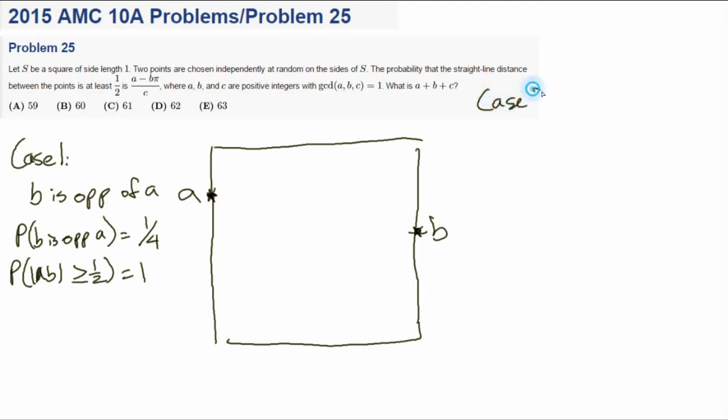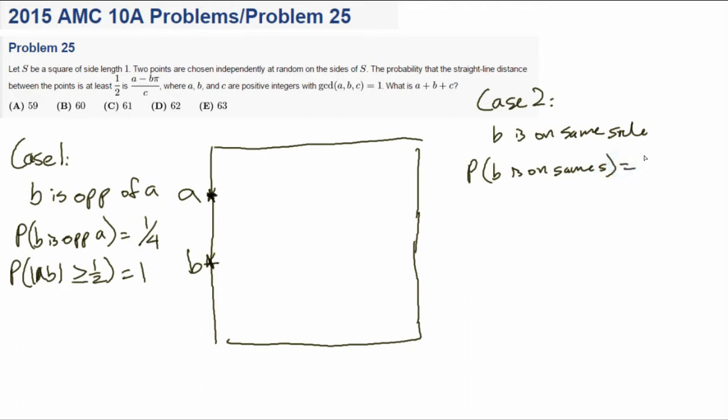Case 2. B is on the same side as A. So, B is on the same side. The probability that B is on the same side equals 1/4, because it's one side out of 4 that you can choose from. What's the probability that AB is greater than or equal to 1/2?